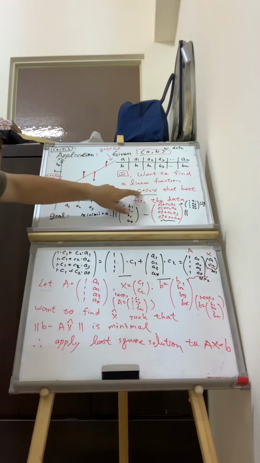Actually, you could let A be this matrix. The general case is this one, and let x be the vector c1, c2, and b is this vector. We have the matrix A, so a_i is given, and b_i is given, and we want to find x hat such that the length of the subtraction is minimal. So we could apply the least square solution to Ax equals b. Yeah, so now I give you one example.